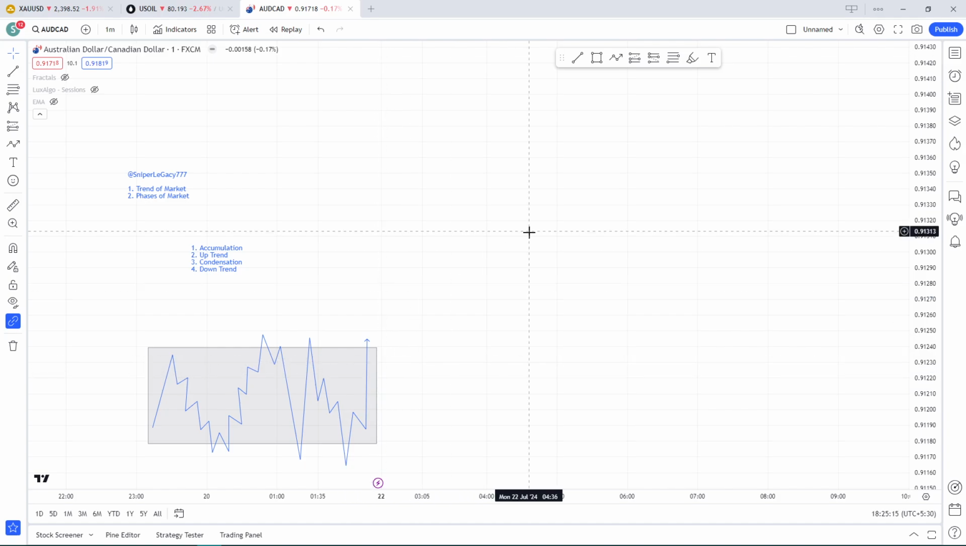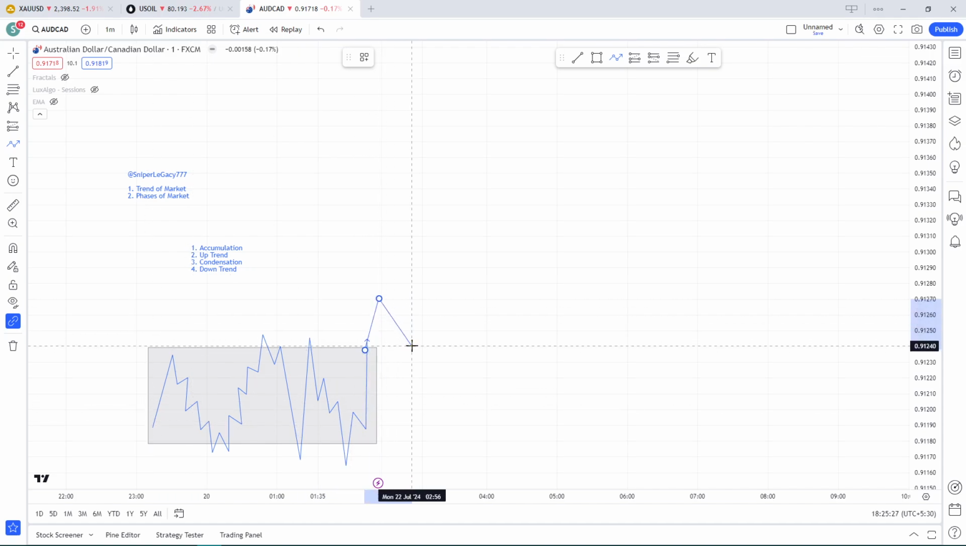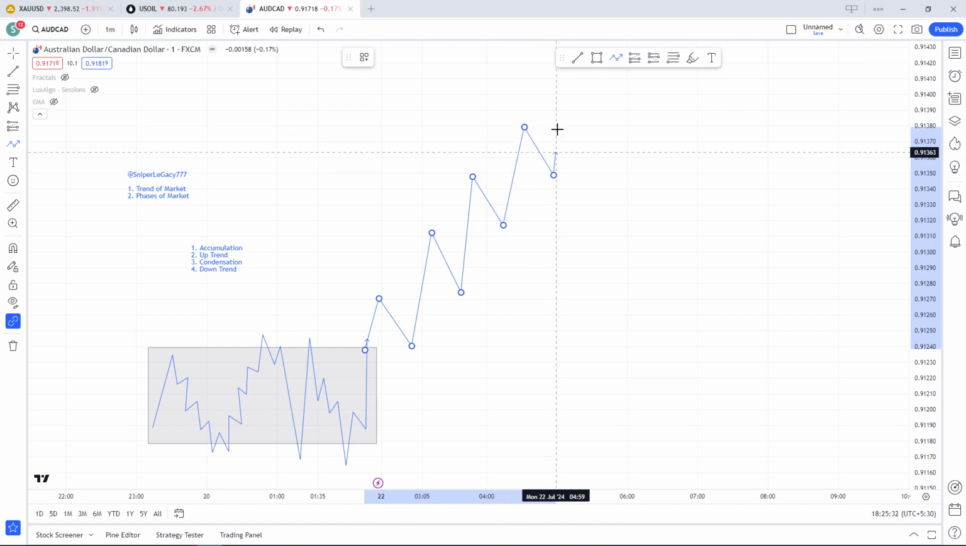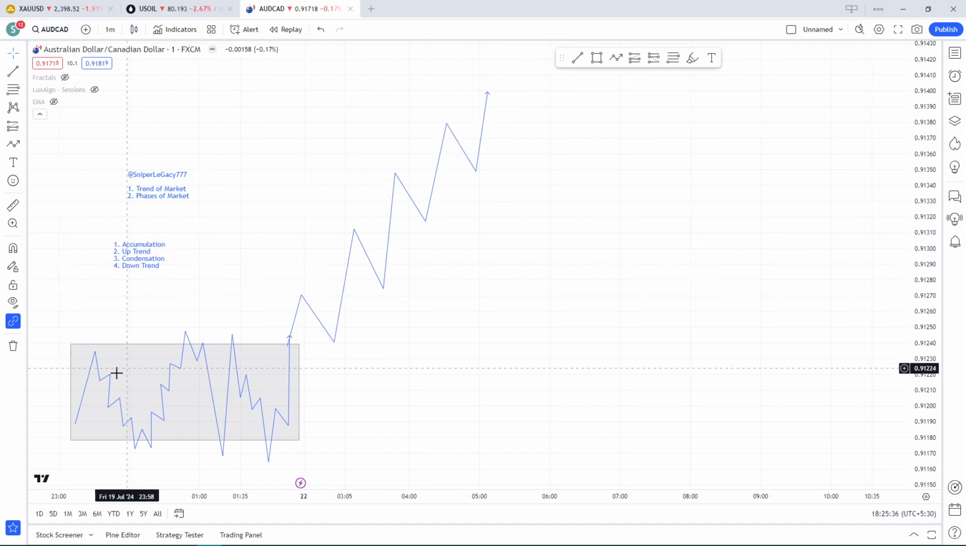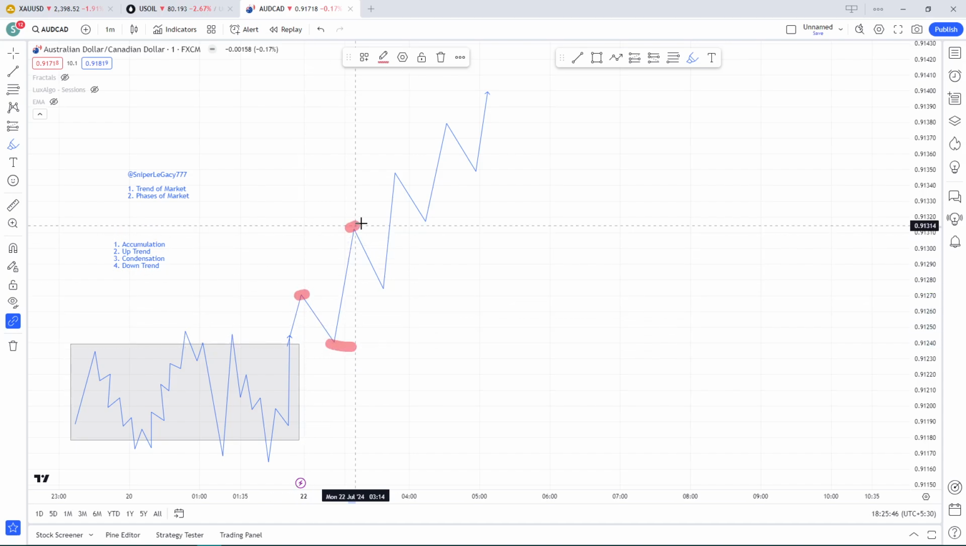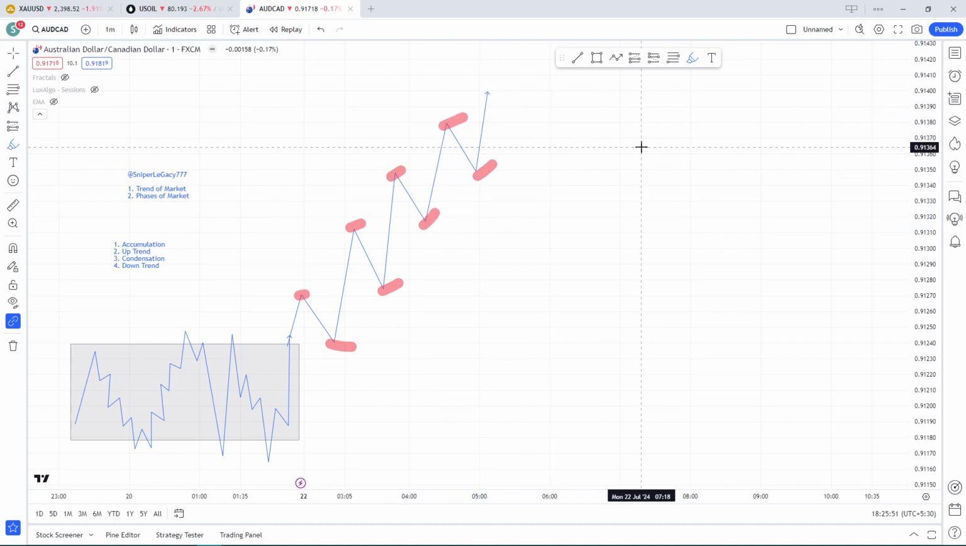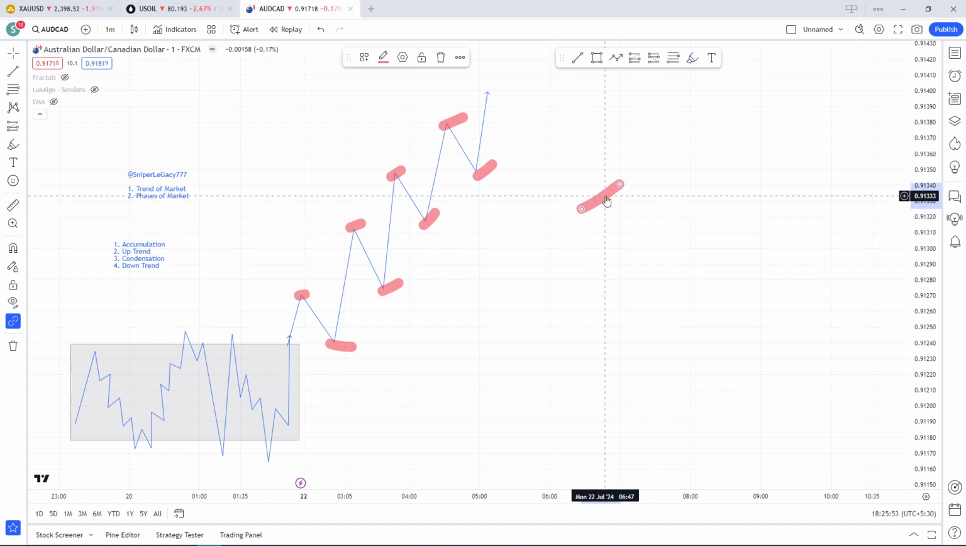Okay, and after accumulation we have something called an uptrend. So at some point in time, this accumulation has to break, right? When it breaks, it is going to break on the upper side. And what does the market do? It does what I am drawing right now. What is it called? An uptrend. You are right. So after an accumulation, we have an uptrend. What do we have in an uptrend? Higher high, higher low, higher high, higher low, higher high, higher low. Okay, so this is what we are going to see in an uptrend.